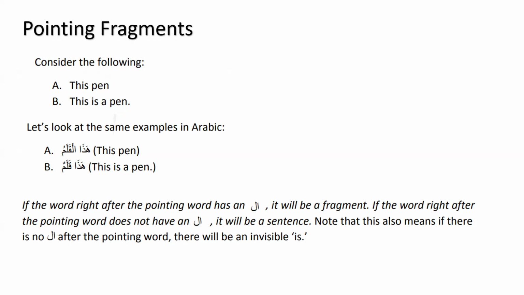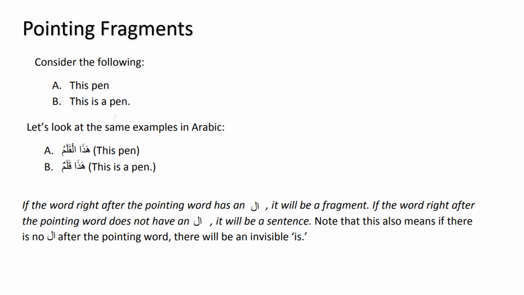So this is where we stopped last week, I think. And these are the main points of the pointing fragment that you need to memorize, these two charts. Haza, hazihi, right? Hazani, hatani, and haulai. Then zalika, tilka, zanika, tanika, ulaika. So you know the meaning, you know the usage of it. Second thing about the pointing fragment that you have to remember: if the pointing word is followed by an al, then it's a pointing fragment. That means it's not ending there, something else is coming after that. But if there is no al, then it's a sentence. I mean, this is a pen, just like that.